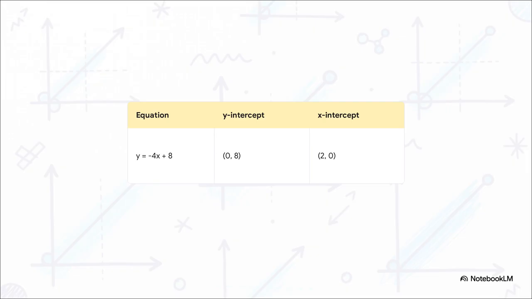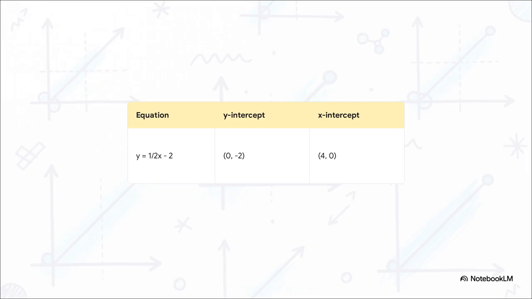X-intercept, make y 0. 0 equals negative 4x plus 8. Move that 4x to the other side, so 4x equals 8. Divide by 4, x equals 2. Our point is (2, 0). Just like that, in literally a matter of seconds, we have our starting and stopping points.